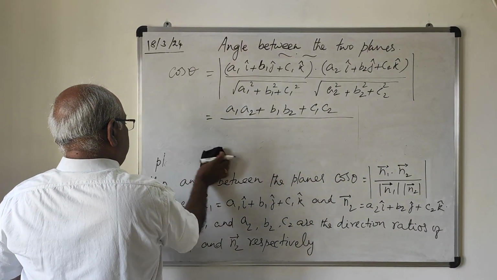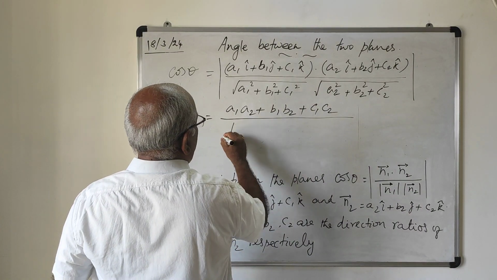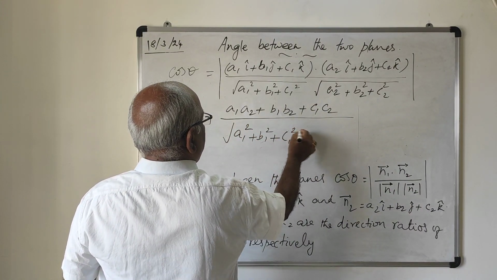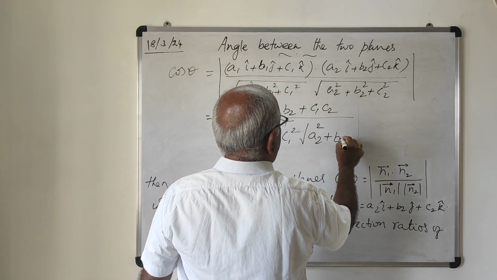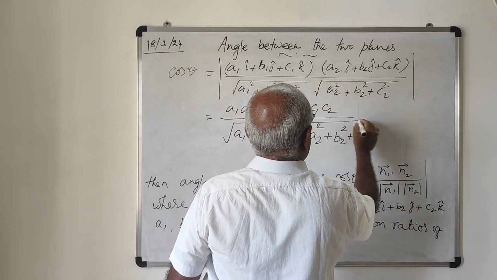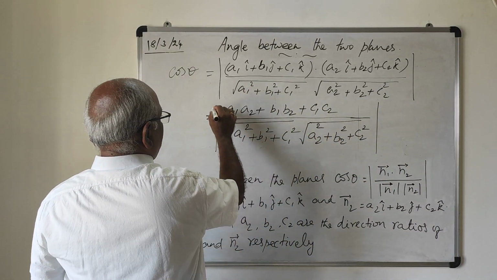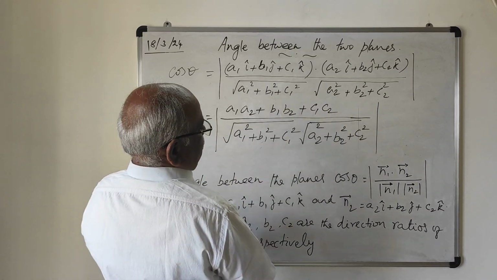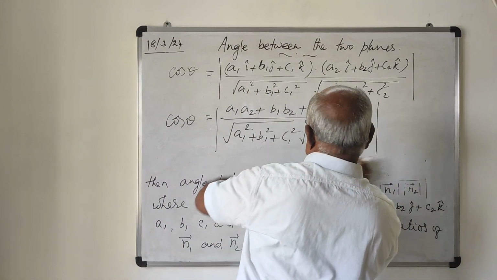The denominator is the same as in the previous steps: root of a1 square plus b1 square plus c1 square into a2 square plus b2 square plus c2 square. This is cos theta. Therefore theta equal to cos inverse of this quantity.